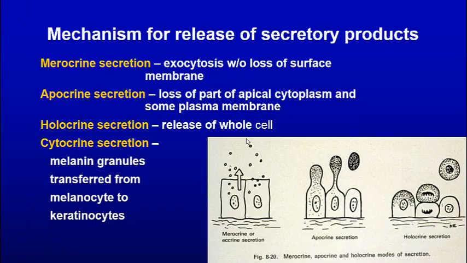So in terms of release from epithelial cells, there are 4 basic ways. You have merocrine, which is just plain old exocytosis, and that's what happens to proteins. You have apocrine, where you have the loss of part of the membrane, and this is a case of lipid excretion in milk. Then you have the holocrine, where you've got the whole cell secreted. That's the sebaceous gland. Then there's another kind, the cytocrine secretion, where you have melanin granules transferred from the melanocytes to the keratinocytes. So you've got a product from one cell which is picked up by the other cell.